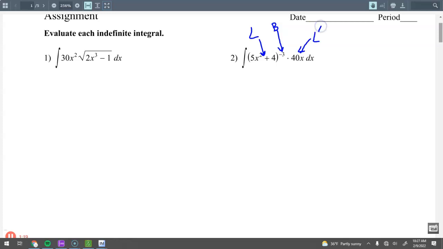This is supposed to be my little guy prime. What is little guy prime supposed to be? It's 10x. This is 40x. So I don't really want to think about it like taking out a 4. I want to think about it like putting a 1/4 here. So what do I turn this into? 10x, which is what it's supposed to be. And then I'm balancing it out by putting a 4 on the outside.